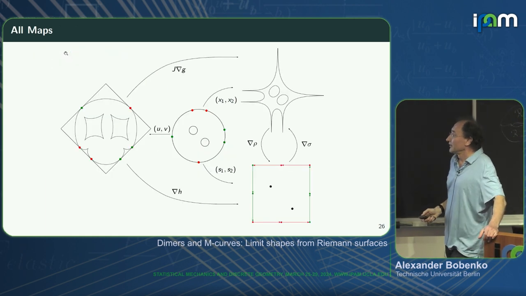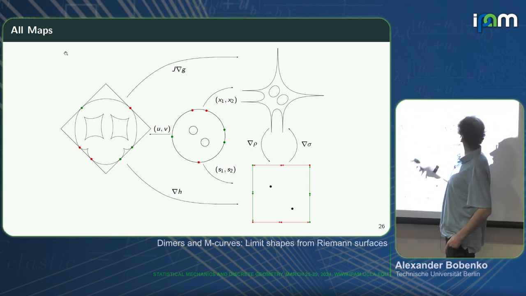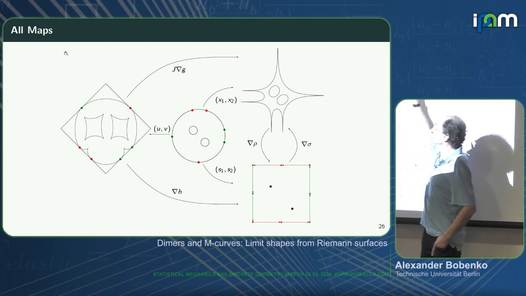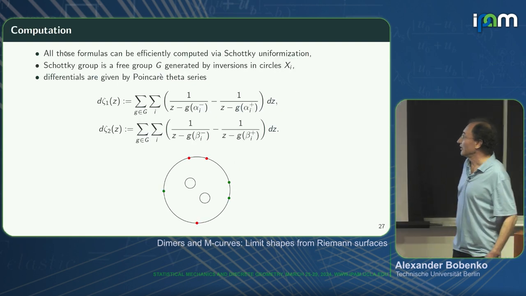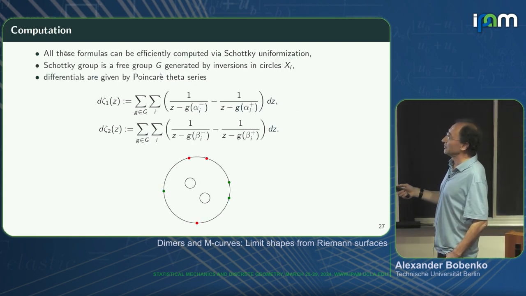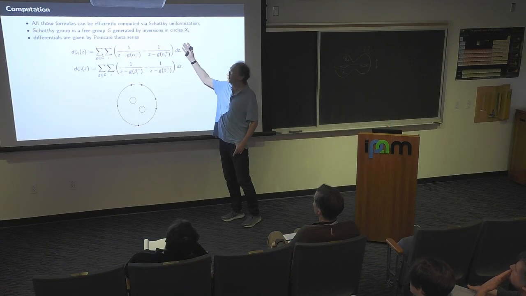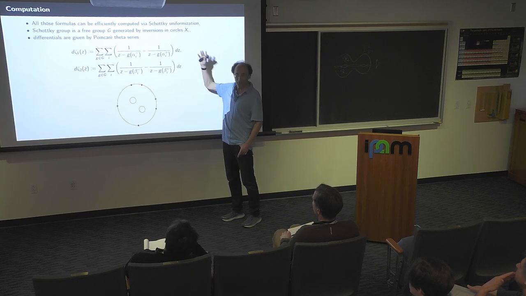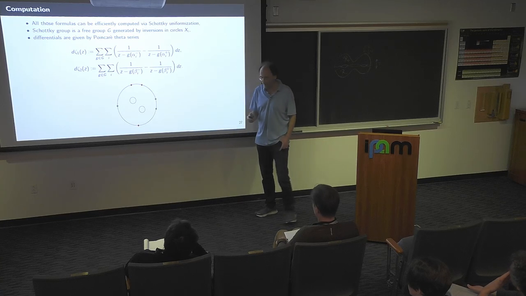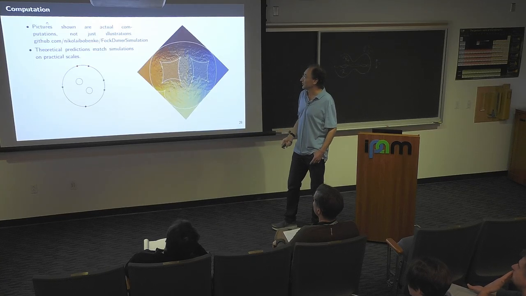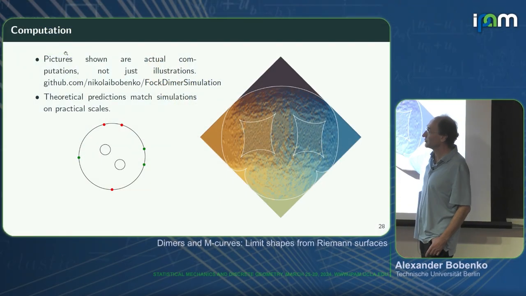Okay. So this means that we have three diffeomorphisms in this case, and now we have these maps relating these three objects also. Okay, computation. All these formulas can be efficiently computed via Schottky uniformization. So there are formulas in terms of Poincaré theta series for these differentials, for the period matrix, for everything. And therefore, all the results we have seen here were computed using this. Now, theoretical predictions match simulations on practical scales.